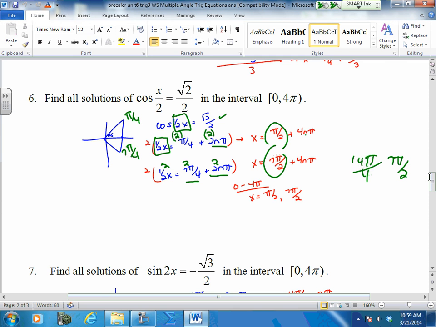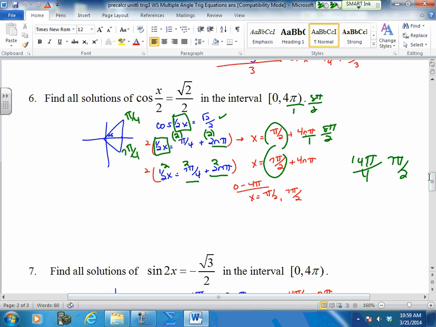Start with your pi over 2. If you add 4 pi, you're out of the range. Because I would make this into 2's. This would be 8 pi. This will give me at my 8 pi. I can't add that. I'll be out of my range. So you're only going to get 2.